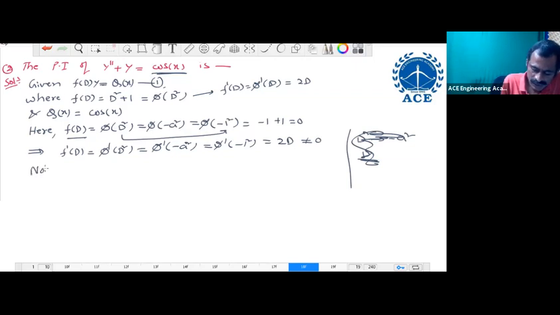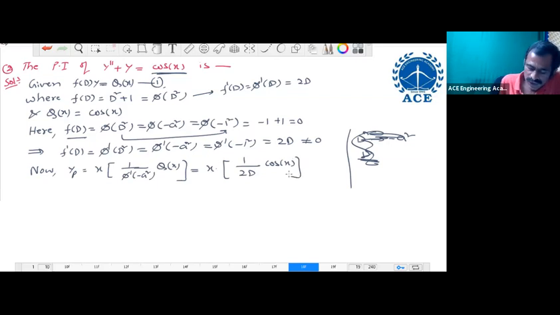Write the yp. Now yp equal to, corresponding to the first derivative, we write this as yp equal to x into 1 by phi dash of minus a square of q of x, equal to x into 1 by 2d. Q of x is cos x. In the first problem also, f dash is not equal to 0. Here also f dash not equal to 0, that is phi dash not equal to 0.